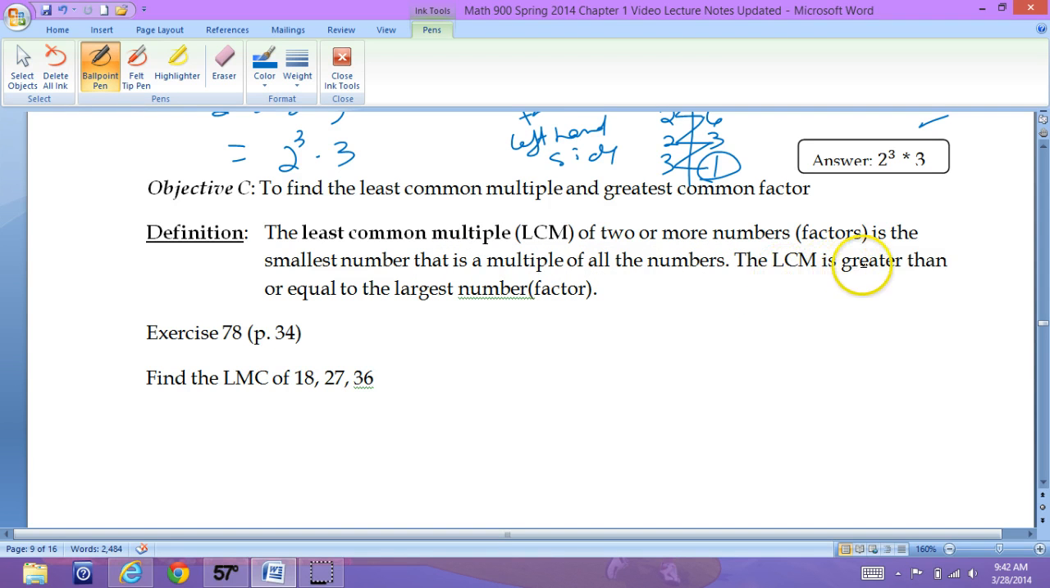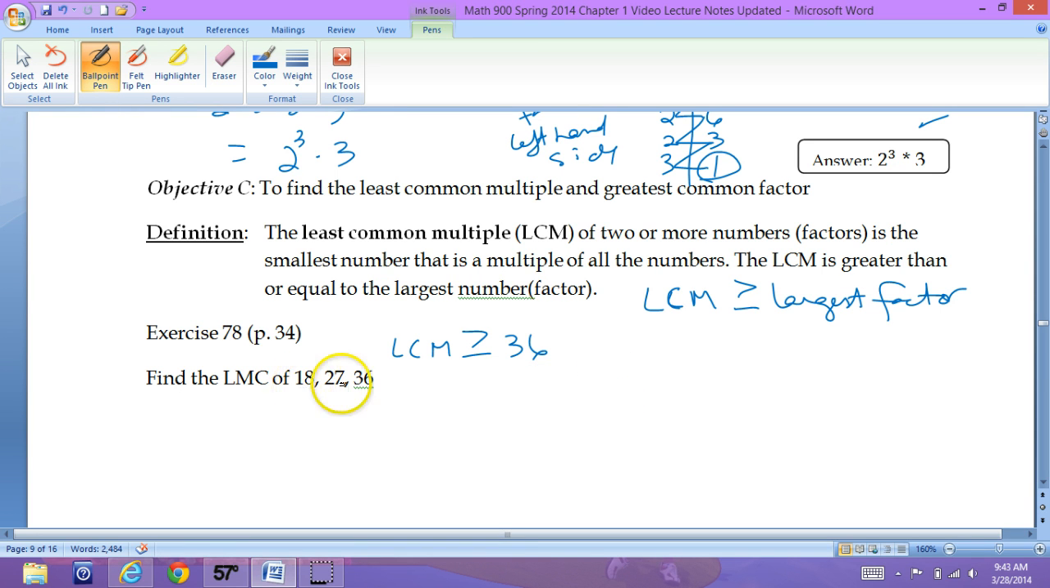The LCM is greater than or equal to the largest factor, because we're looking at multiples. So in this case, our LCM has to be greater than or equal to our largest number, which is 36. So if you get into the habit of saying, okay, it has to be greater than or equal to the largest one, and then do your process, you'll be less likely to confuse the GCF with the LCM.